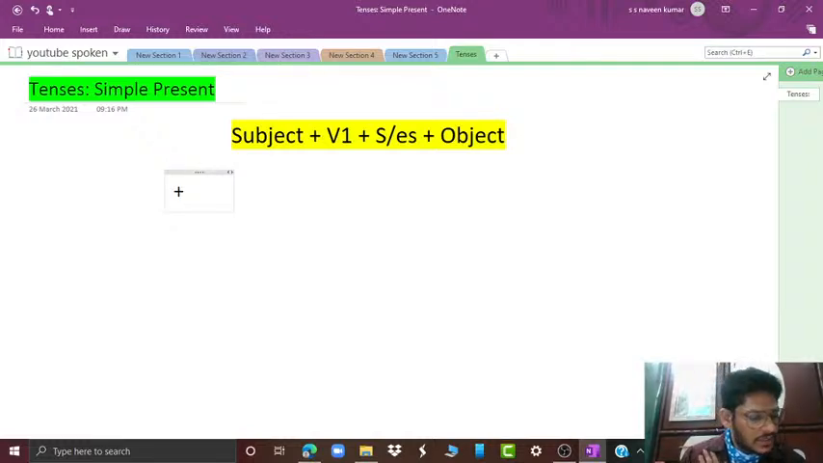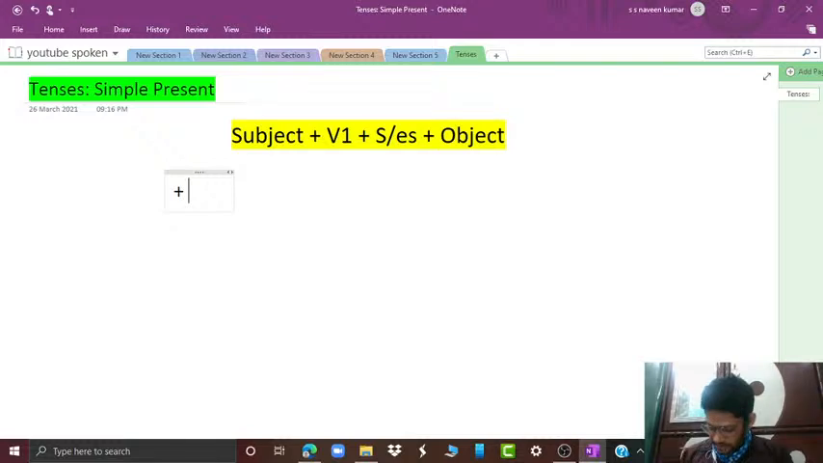Yes, v1 plus s or es plus object. That's right. So we use this simple present to indicate actions that take place every day, daily, and to indicate universal truths and facts. In all these situations we use simple present.